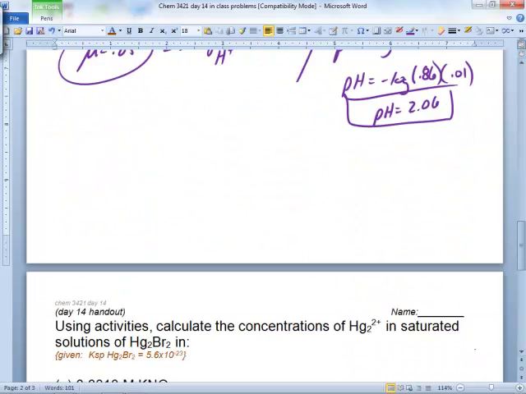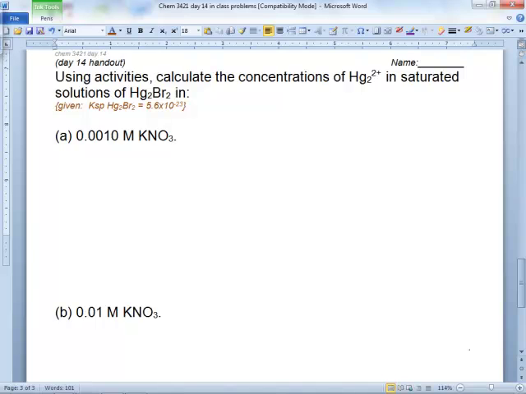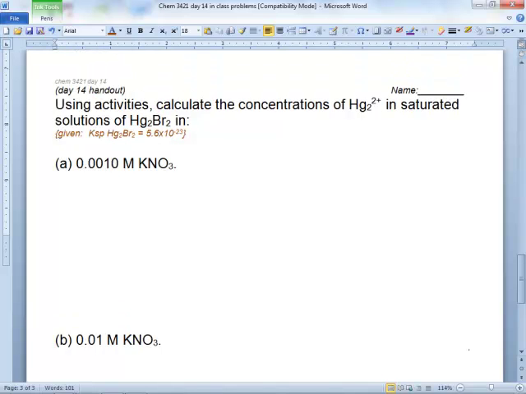All right. So you have a handout in addition to the homework. Might as well get started on it, right? We have about 4 or 5 minutes. See how far you can get on this.